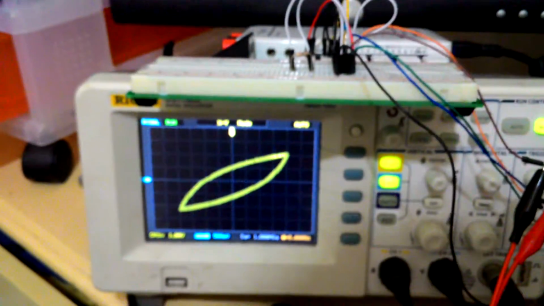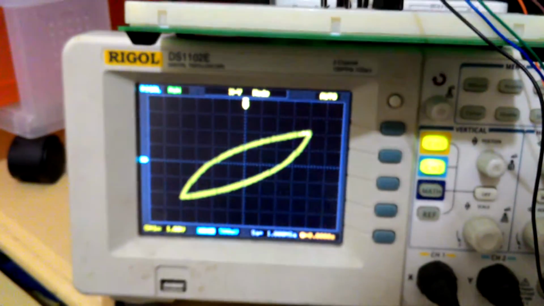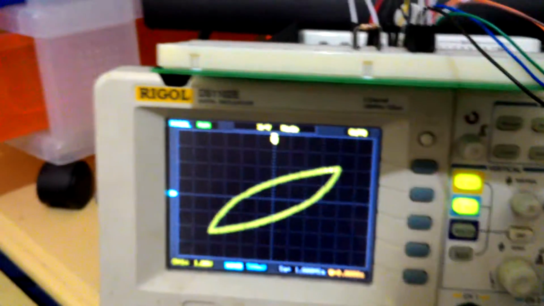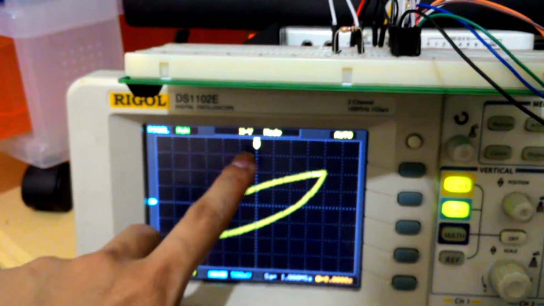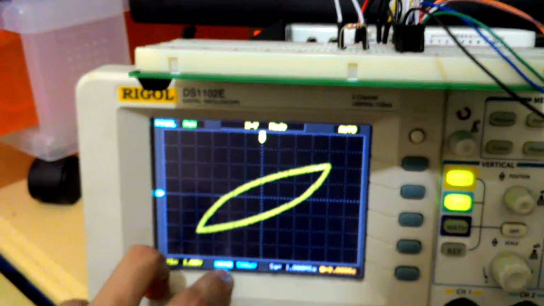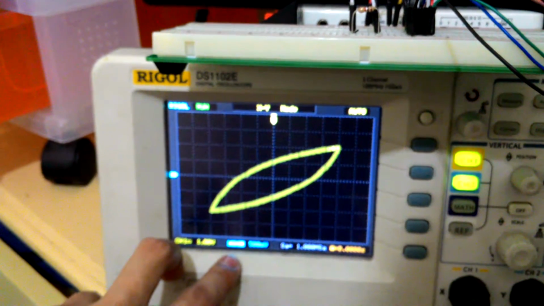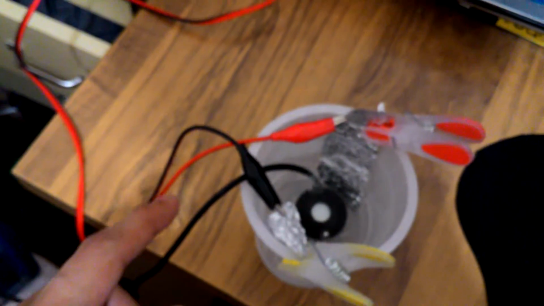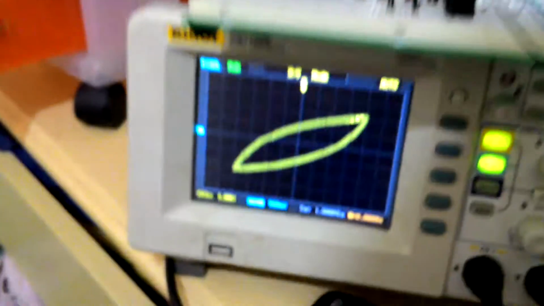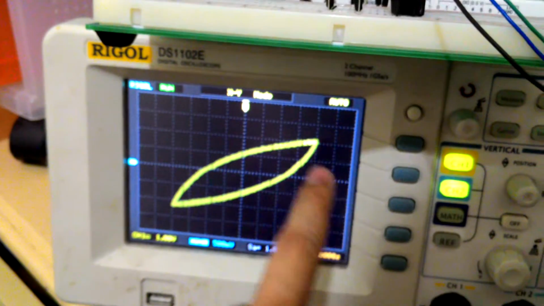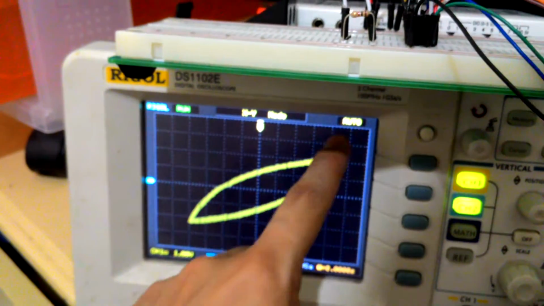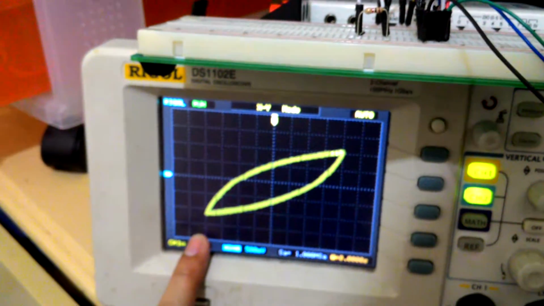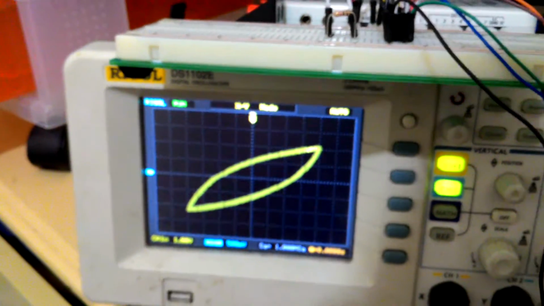And I use my scope to plot the IV curve of the cell. So this is basically the I and V curve, and basically what it is, let's say for example, if I replace the cell with an ideal resistor, then the scope will show a straight line with a positive slope, because that is what V equals IR is.